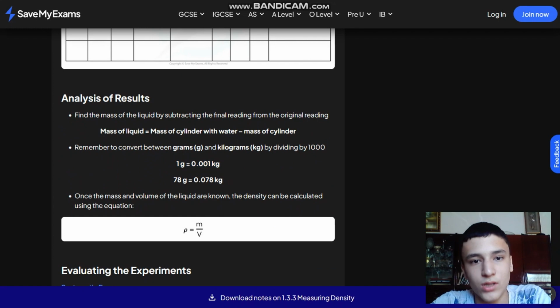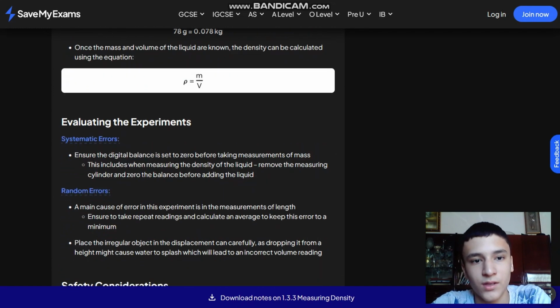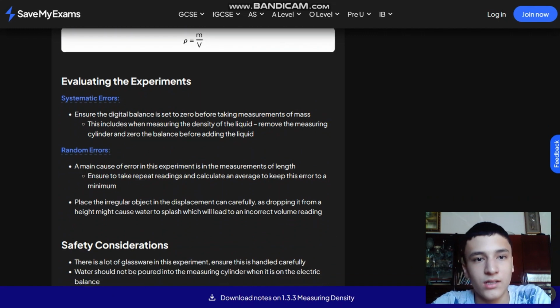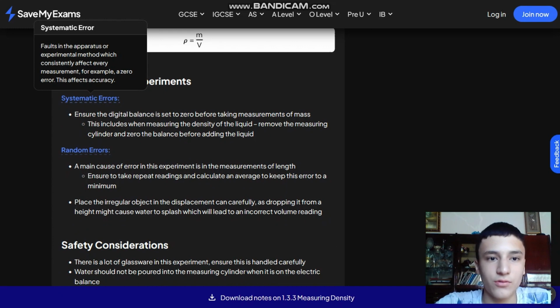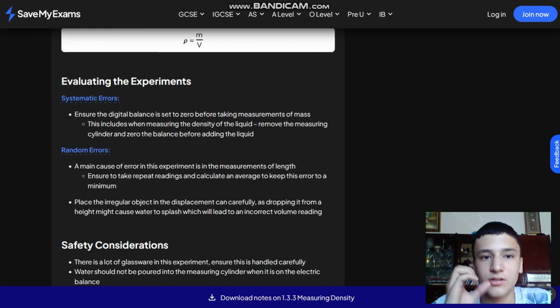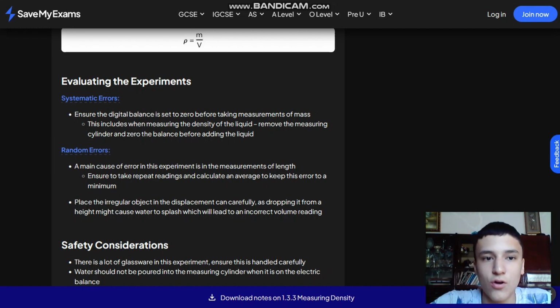So remember, 1 gram is 0.001 kilograms. Now, evaluating the experiment. This is also one of the useful things, because there are systematic errors that are related to your equipment. Your digital balance might not be working properly, or your ruler might not have proper millimeters or centimeters. But also there are random errors.